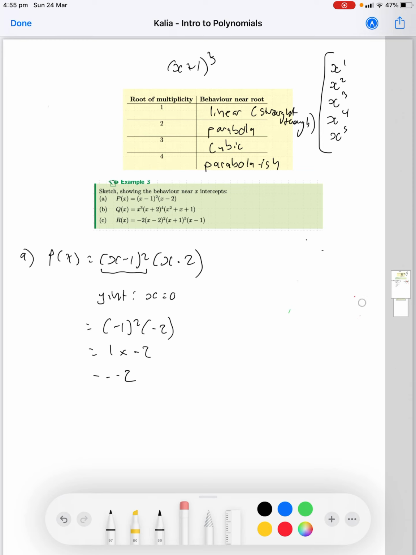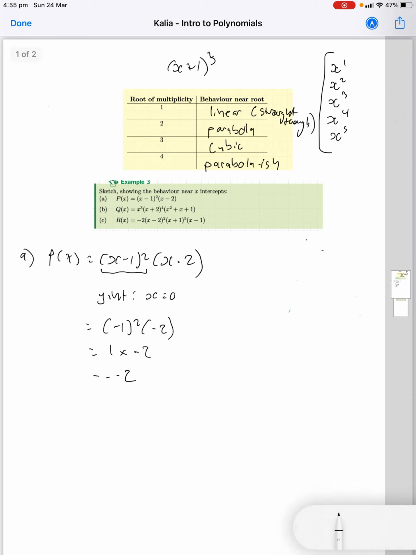Whatever, we'll just sack that all off. If you want to see the green graph, go back and take a look at it. 1, 2, going down, behaves like a parabola at 1, goes straight through at 2. Nice, easy way to graph. Let's look at the next one.